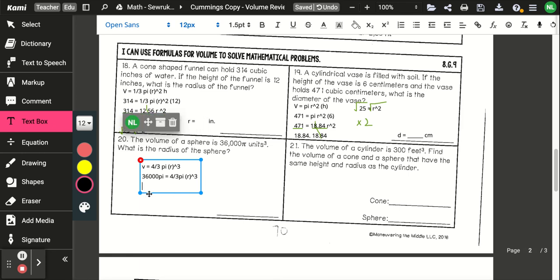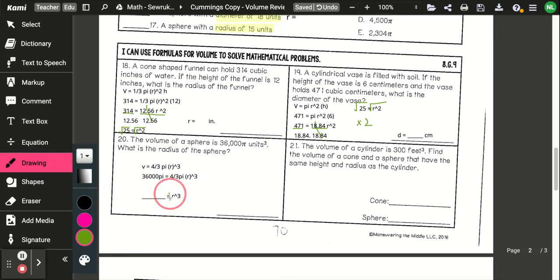You're going to get an answer, whatever you get, your answer is going to equal radius cubed, and you have to take the cube root of both of these. And in order to do the cube root, you have to write 3, second, caret, and then put in whatever answer you got, and that will give you the correct answer.